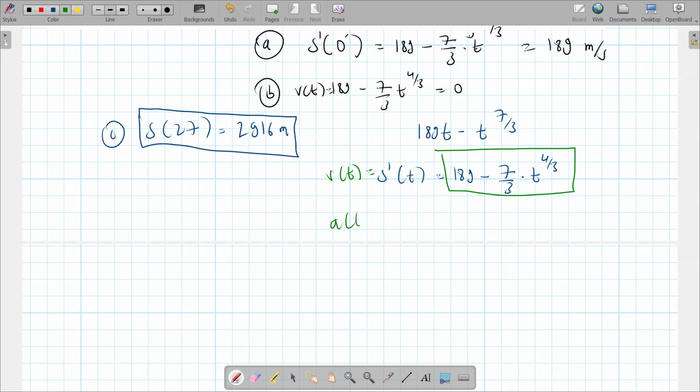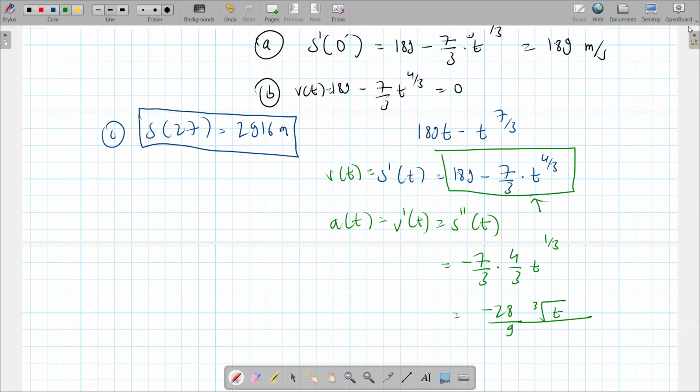So you find a of t, which is v prime of t, the derivative of the velocity function, or the second derivative of the position function, s double prime of t. What will be the derivative of this thing? 4/3 t to the power of 1/3. Good try, but you're missing the front chunk. So 189 is 0, negative 7 over 3 times 4 over 3, and then t to the power of 1/3. So this is negative 28 over 9 cube root of t.